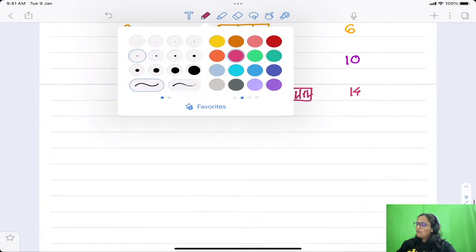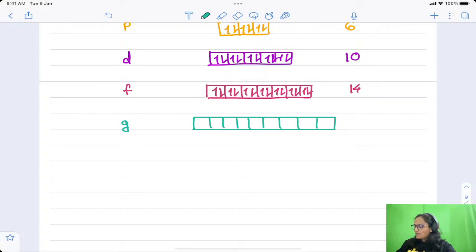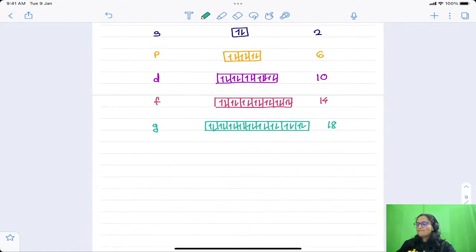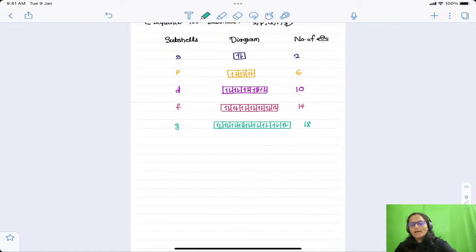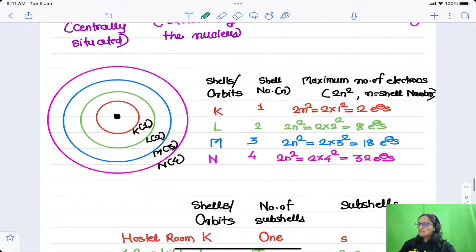Then next is G. After 7, the next odd number is 9, right? So 9 boxes: 1, 2, 3, 4, 5, 6, 7, 8 and 9. 9 boxes means 9 into 2, so 18 electrons can be there in G at a time. So just like in every room of a house, the number of people that can stay in the room at a time is fixed, similarly, this is also fixed.